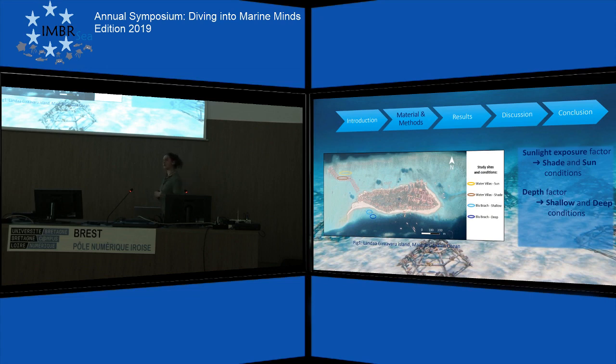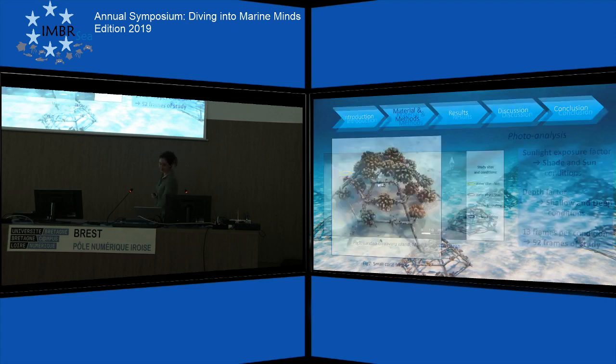So all the frames are exposed to sunlight in the same way, but the shallow frames are between 1 to 3 meters, while the deep frames are between 7 and 9 meters deep. In order to have the longest series possible for a robust assessment of growth, but also at the same time avoid bias due to the 2016 bleaching event, only frames placed in 2017 were selected. So considering all those criteria, 13 frames per condition were retained for analysis.